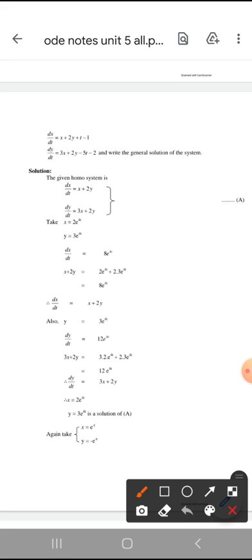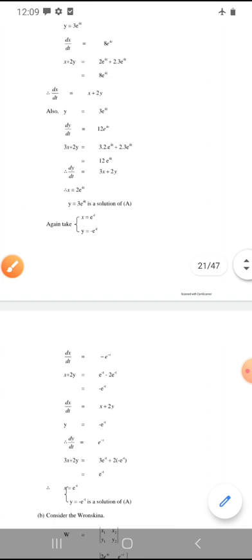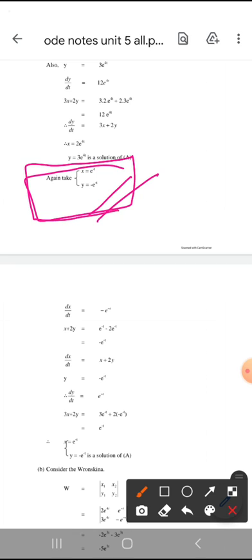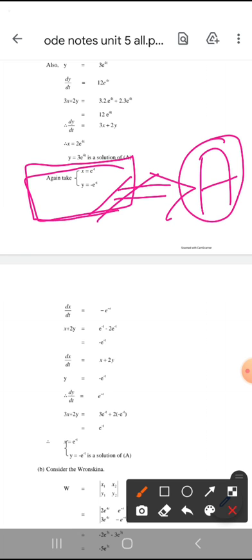Now we take that our solution x = 2e^(4t), y = 3e^(4t) is the solution of A. We proved the first solution in part A. Now we take the second solution. We have to prove that this is also a solution of equation A.